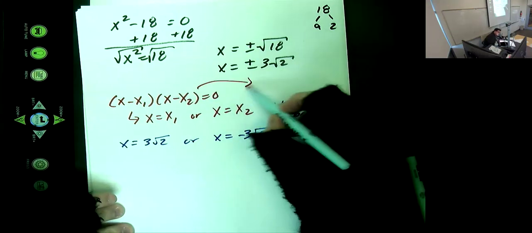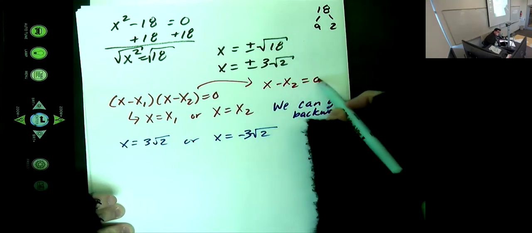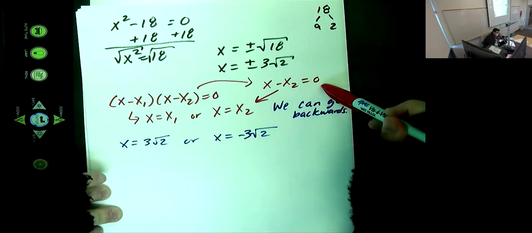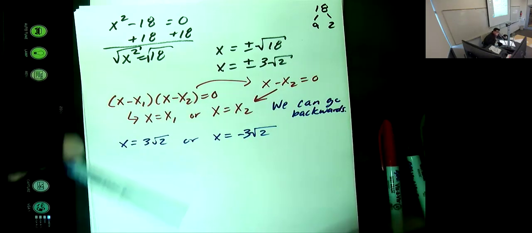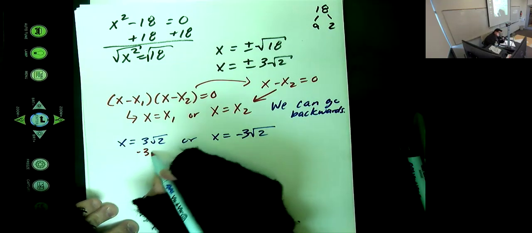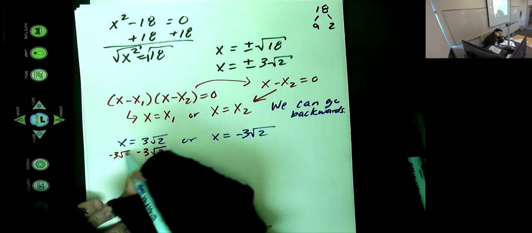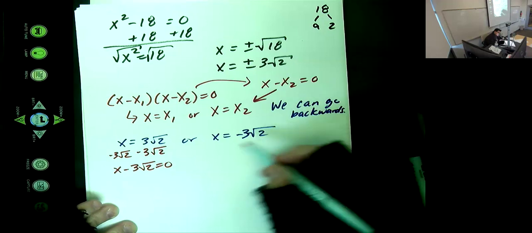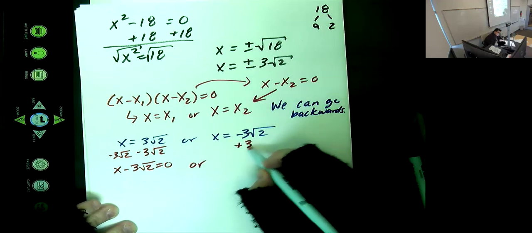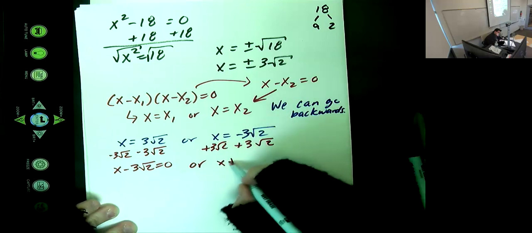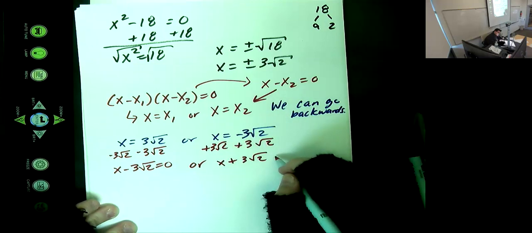The steps we took to solve it: we added 18 to both sides. We're going to undo that. What we're going to do to go backwards is just move it back to the other side. If I move this back to the other side by doing minus 3 root 2, I have x minus 3 root 2 equals 0. Or here I would have to add 3 root 2, so x plus 3 root 2 equals 0.